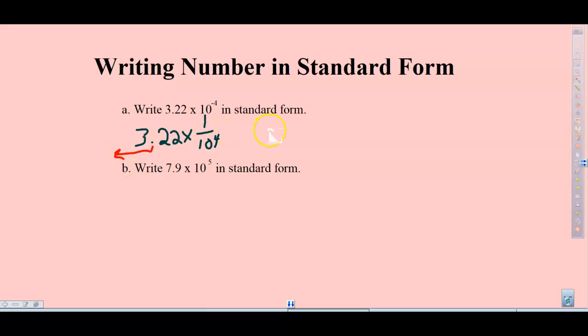left 4 spots. Because when we multiply or divide by a power of 10, the decimal just moves over 1. The trick here is figuring out which way that decimal moves. Okay? If we have a negative exponent, it's getting smaller. So we're going to move that decimal left. Okay? So this decimal is going to move left 4 spots.